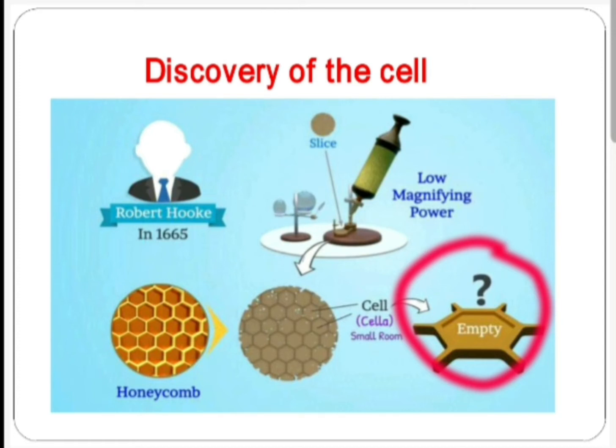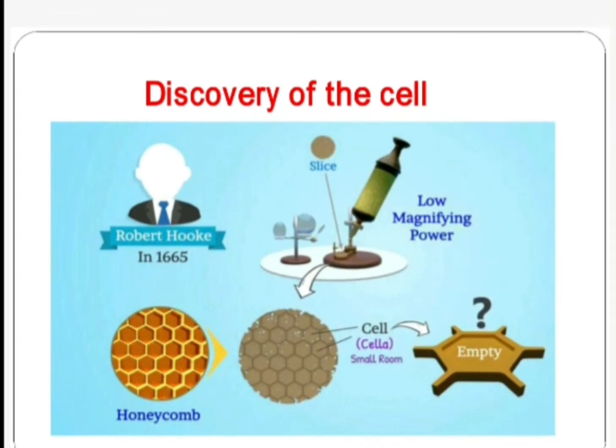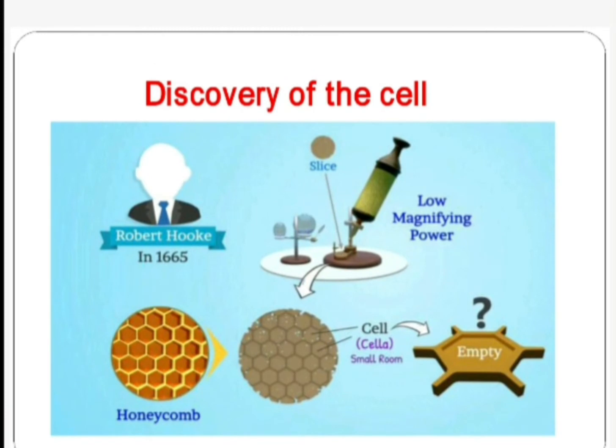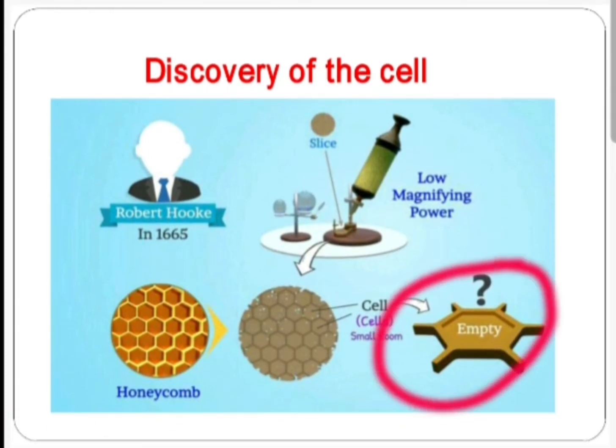Who coined the term cell? Hooke coined the term cell for each box, and Hooke observed that the boxes or cells in the cork were actually dead cells.